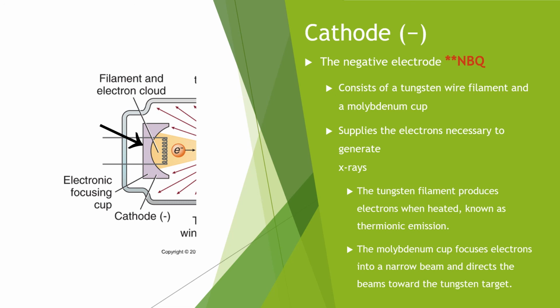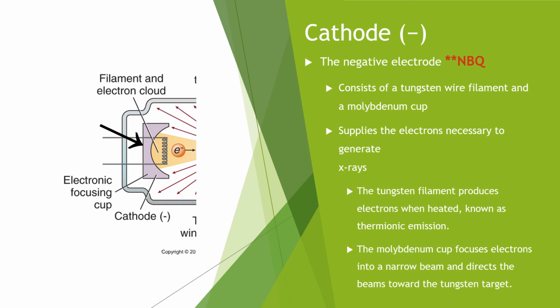And electricity is shot through that little wire filament, and the heat from that is actually where the energy comes from to break those electrons off of the atoms, and then the cup, that molybdenum cup, actually focuses those electrons and gets them pointed in the right direction over towards our anode. So it's very important that you remember that the cathode is negative, and the cathode is where the electrons necessary to generate X-rays come from. The cathode is where everything is started.